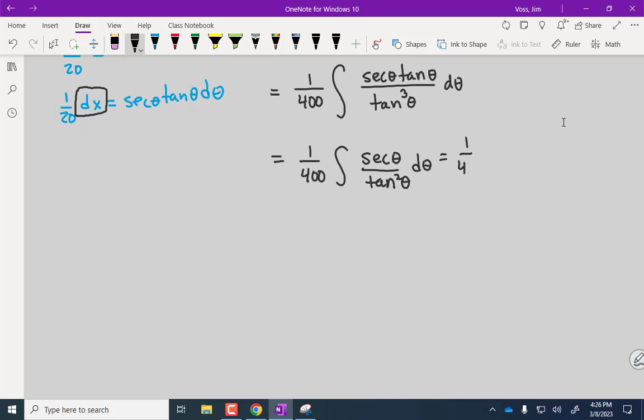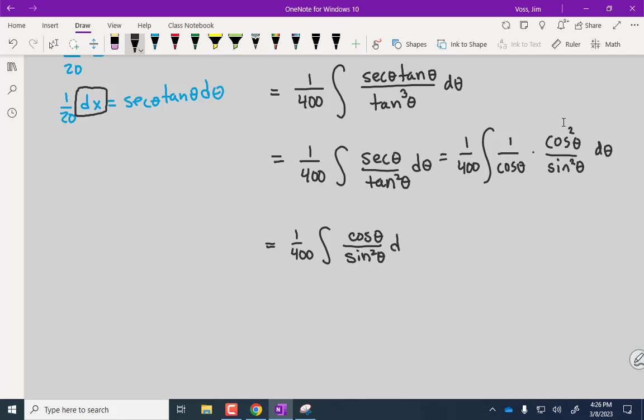So this will be a 400th integral. Secant is 1 over cosine. Tangent is sine over cosine, but then we flip it. So we have cosine squared divided by sine squared. And one of the cosines cancels. So now we have sines and cosines.